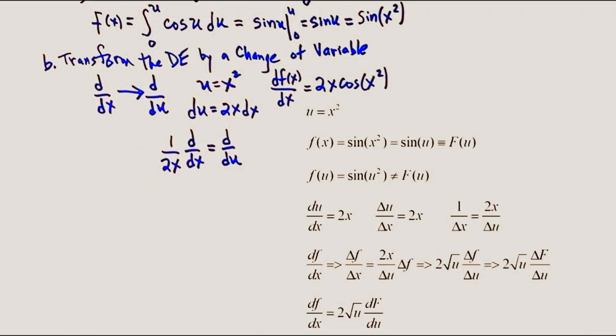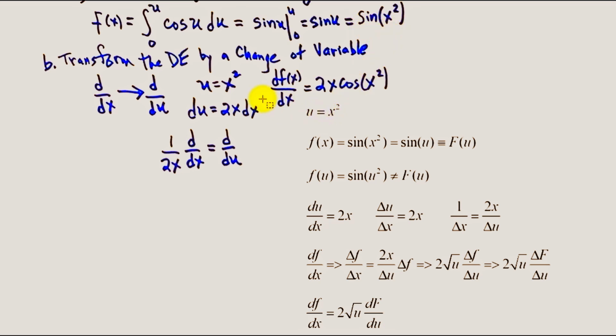Before we go on, I want to make some comments here. This is very subtle, and I want to make sure it's very clear to everyone. We start with u is x squared as an important equation, and f of x is the sine of the quantity x squared.